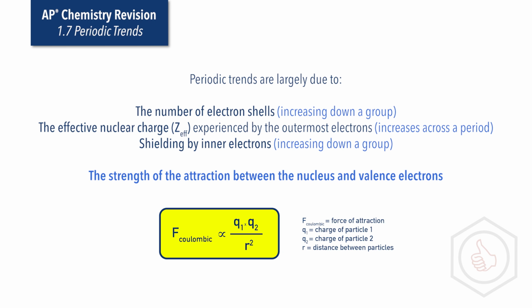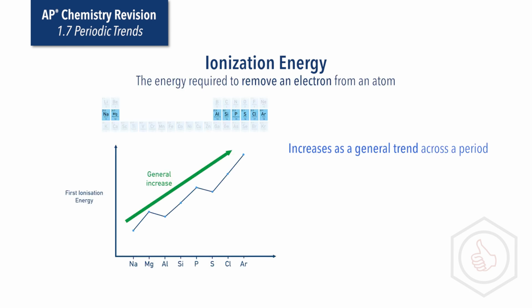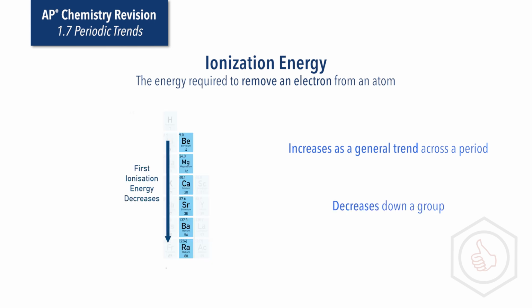As nuclear charge, so the number of protons in a nucleus, increases, the attraction to outer electrons increases, unless offset by shielding from inner electrons. For example, ionization energy, the energy required to remove an electron from an atom, increases as a general trend across a period from left to right, and decreases down a group from top to bottom.